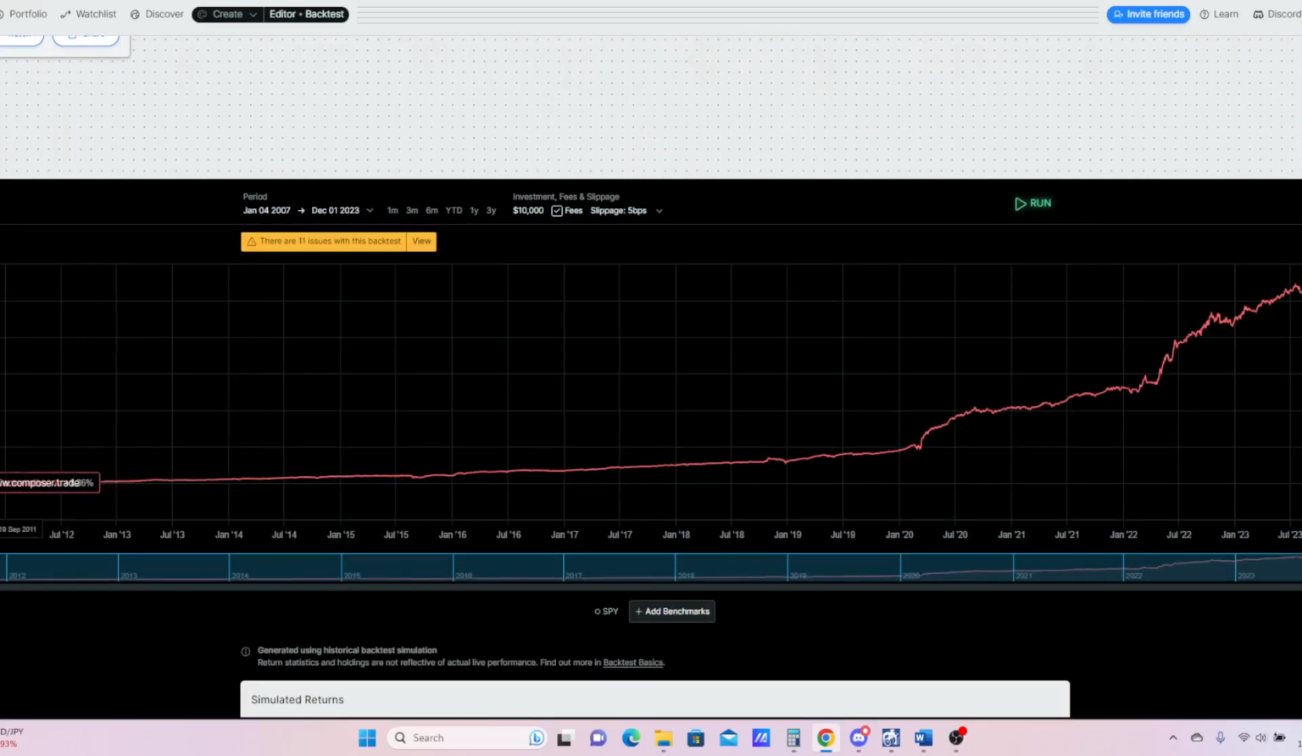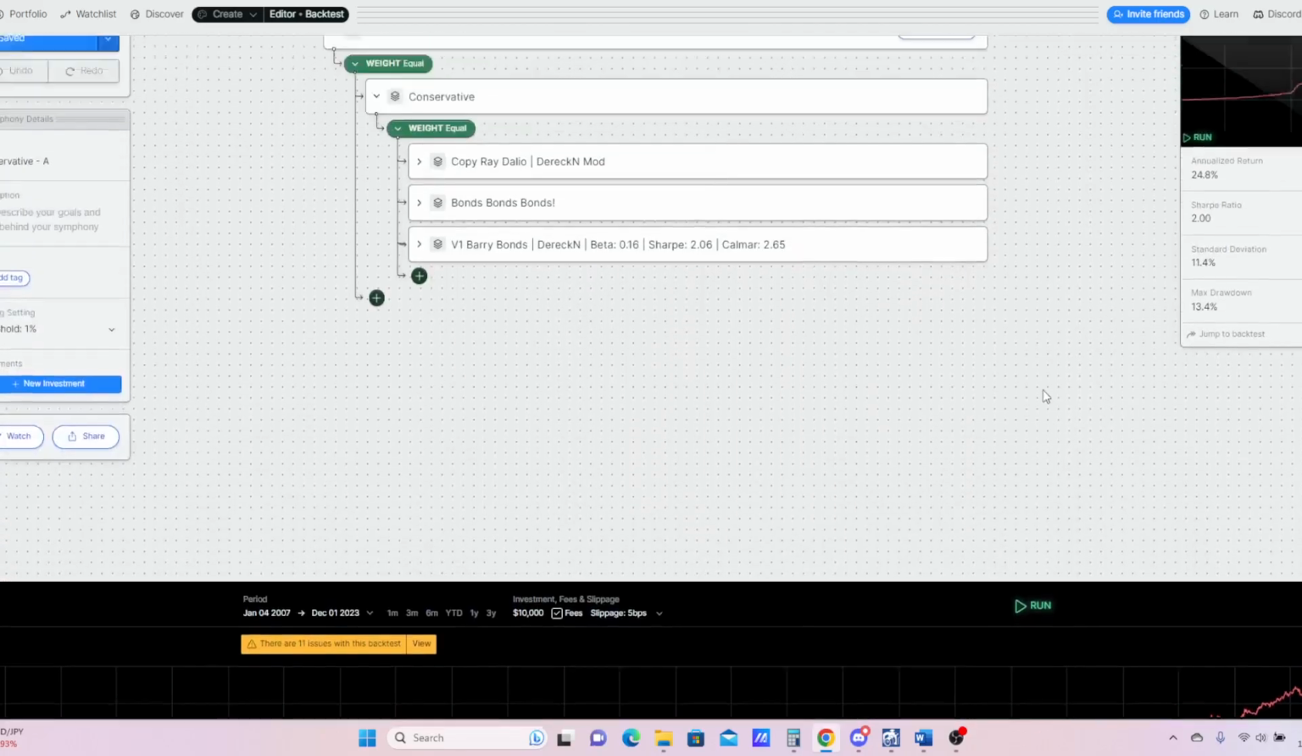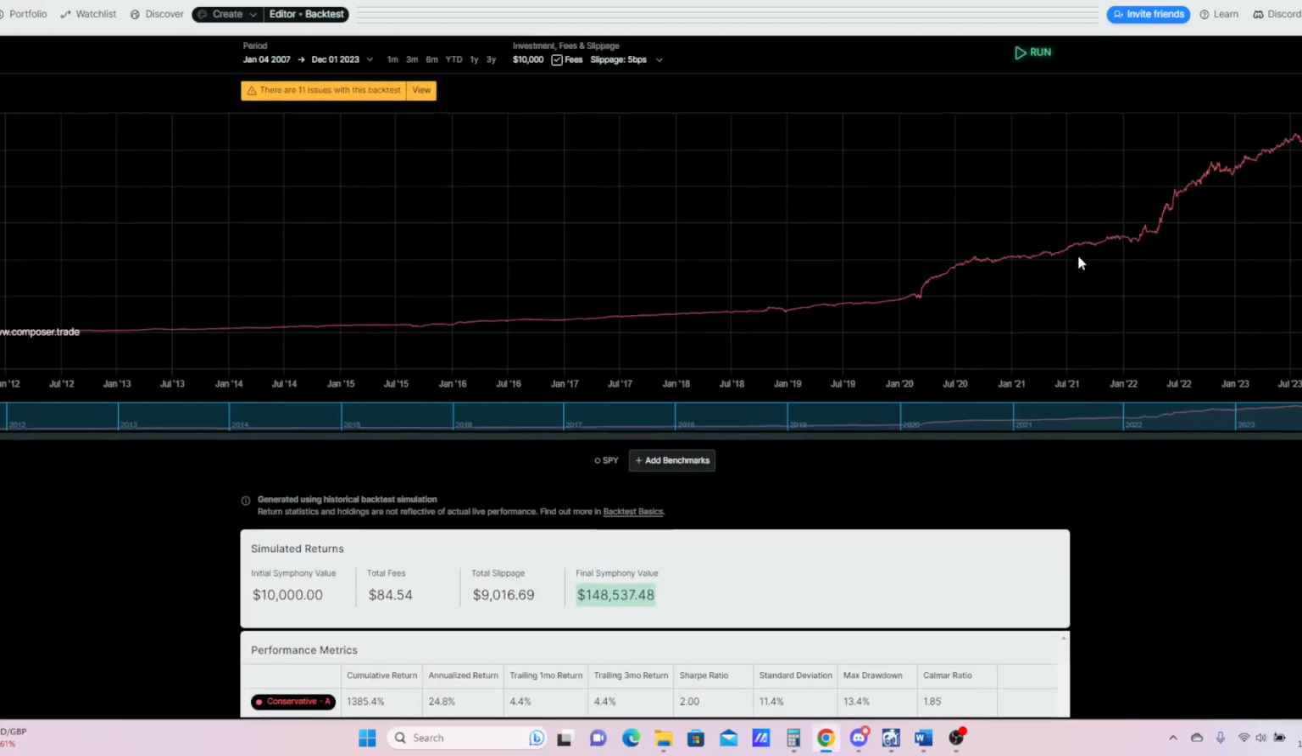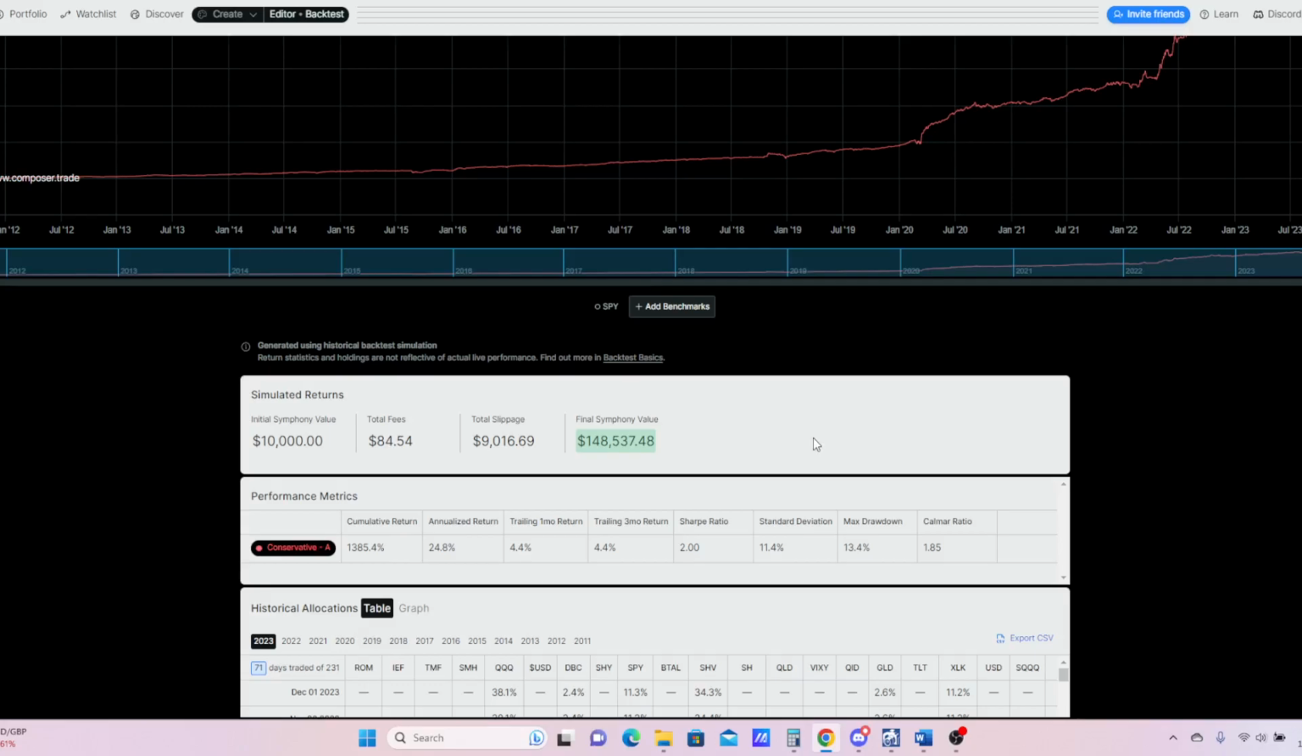Oh no, it only goes to 2011. Okay, so since 2011, this one has a 24% annualized return and a 13.4% max drawdown. I do consider that pretty conservative, especially because the Sharpe ratio is 2.0. For those that don't know, your Sharpe ratio is basically the returns that you're getting versus how much risk is involved in the portfolio. If I'm wrong on that, somebody please correct me, but I'm pretty sure that's how I understand it.